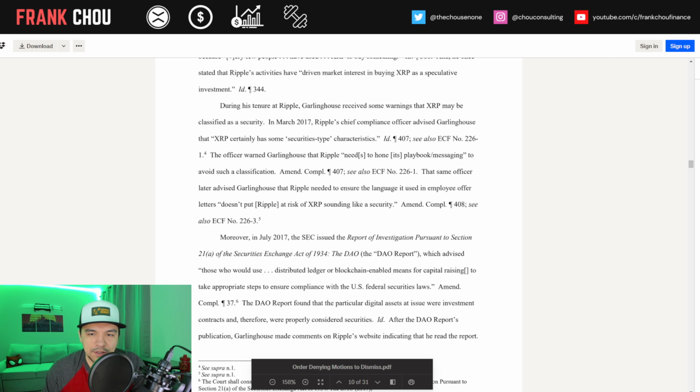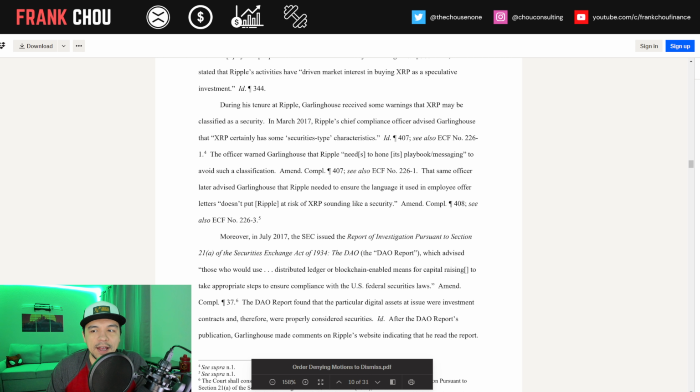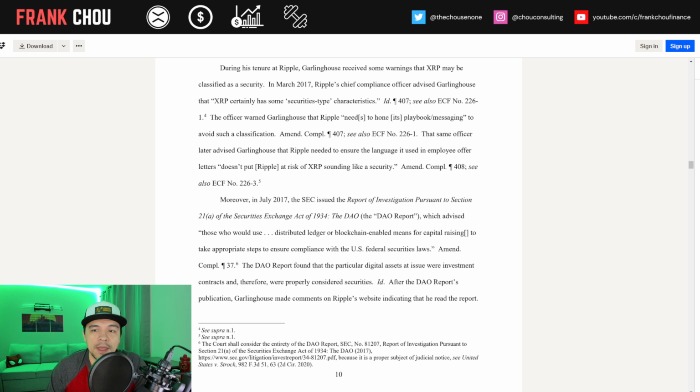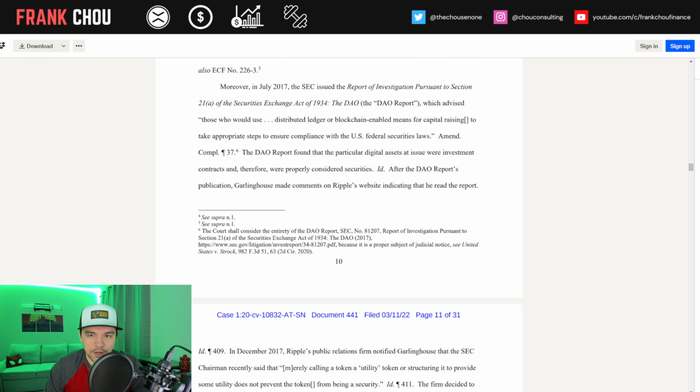Now, coming back into the document, during his tenure at Ripple, Garlinghouse received some warnings that XRP may be classified as a security. In March 2017, Ripple's chief compliance officer advised Garlinghouse that XRP certainly has some securities-type characteristics. The officer warned Garlinghouse that Ripple needs to hone its playbook and messaging to avoid such a classification. That same officer later advised Garlinghouse that Ripple needed to ensure the language it used in employee offer letters doesn't put Ripple at risk of XRP sounding like a security.